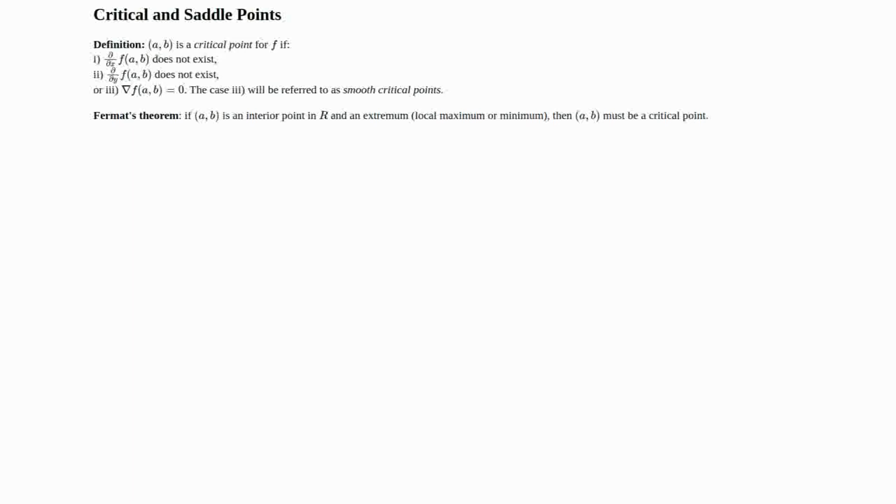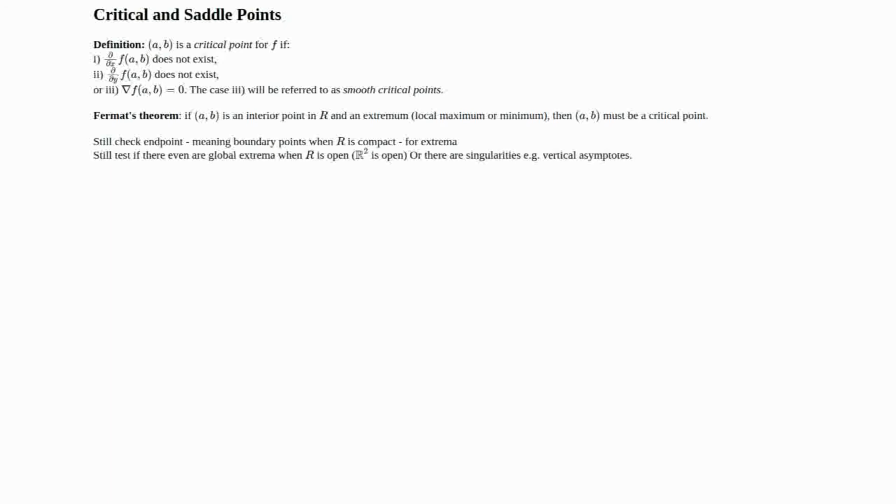And so Fermat's theorem says that if (a,b) is an interior point in R and an extremum, local maximum or minima, then (a,b) must be a critical point. And that just comes from the first derivative test from first calculus and the work we did above, that you need a critical point in every single direction, which would imply that the gradient is 0. So Fermat's theorem is only talking about interior points. So if the region R is compact, you still would have to look at the boundary points.